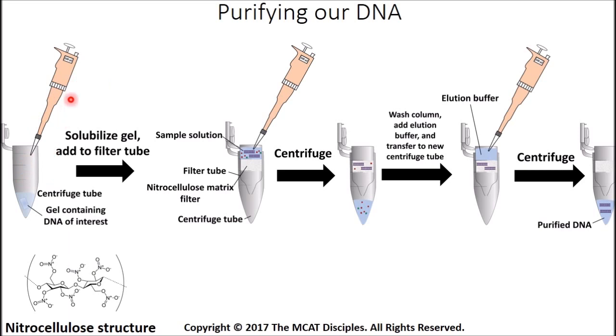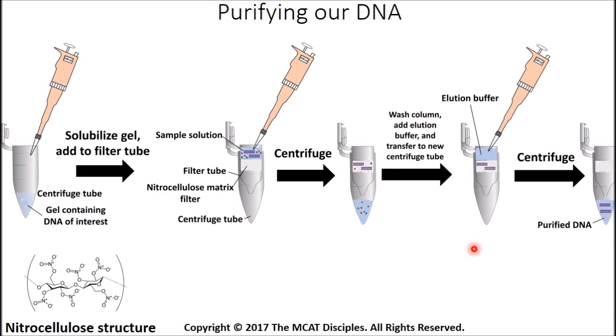What you do is you cut out the little band in the gel. This gelatinous material literally feels like jello. You take a razor blade and cut out a little piece of the jello that contains your cDNA, and you solubilize it. Then you add it to a filter tube that is nestled into a centrifuge tube. You centrifuge it, you filter it, and then the nitrocellulose matrix will bind your cDNA. You wash it a little bit, add the elution buffer, and elute it into a new centrifuge tube, and then you have your purified DNA.